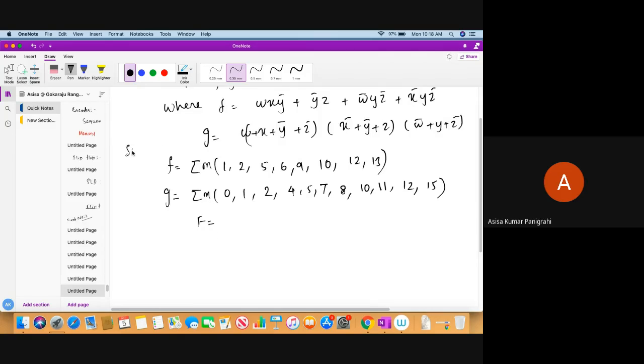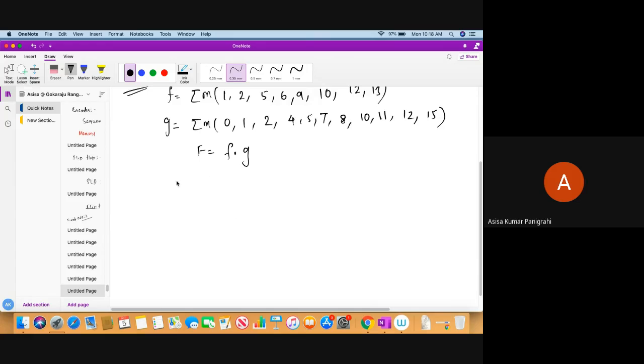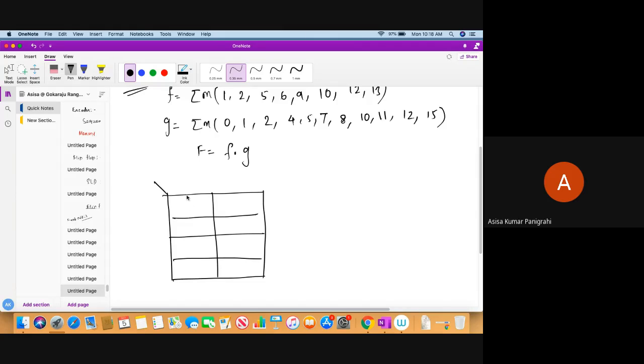This is very important, I have told you. The function F is given as f and g, which is a logical AND operation. So you have to separately do the small f. It's actually 4 variables, so obviously we have drawn 16 cells for it. Again, I am discussing this, students, as it will come in your midsem.